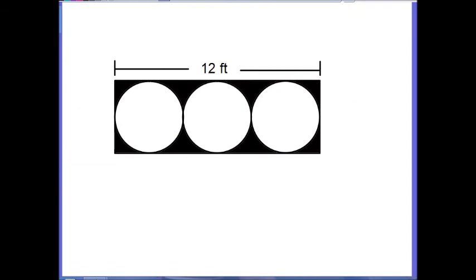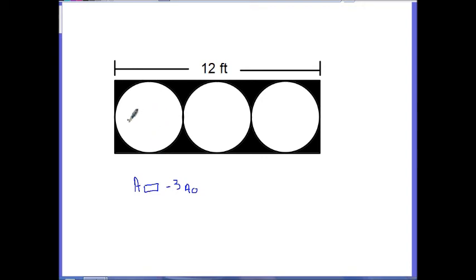Okay, 2 more examples to go. Let's do this one together. The area of the shaded region. Our game plan is we're going to find the area of the rectangle, and we're going to subtract out those 3 circles' areas. So here we go.